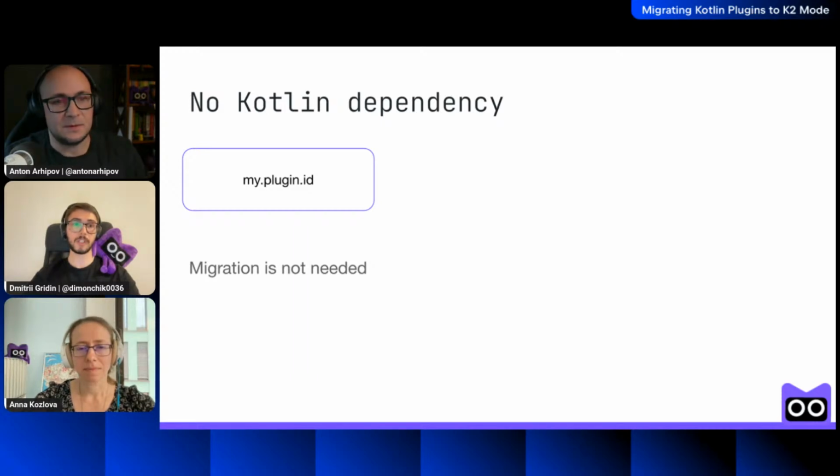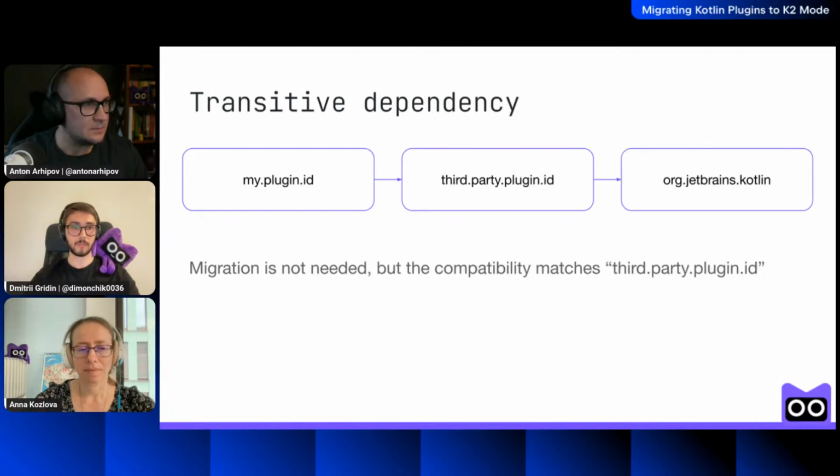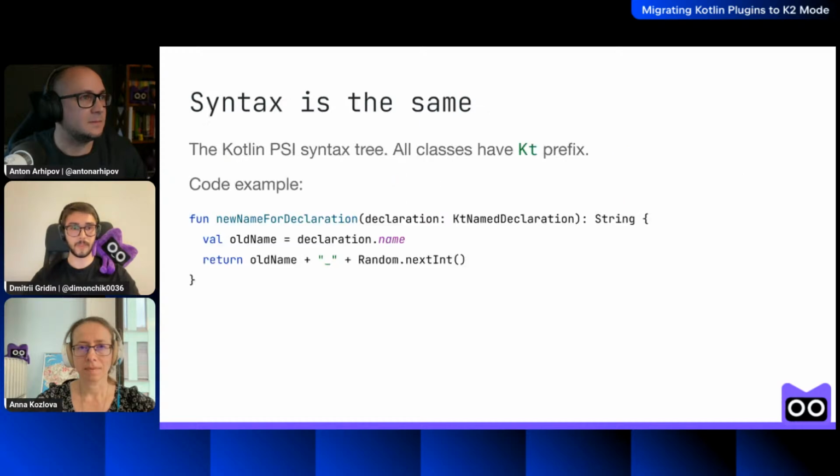Option one is your plugin does not have any Kotlin dependency, like on the Kotlin plugin. In this case, migration is not needed. Then the case with a direct dependency, when your plugin depends on the Kotlin plugin. In this case, migration may be needed. And the last option, you have a transitive dependency on the Kotlin plugin. In this case, migration for your plugin is not needed, but compatibility fully depends on your third-party plugin. If it is compatible, your plugin is compatible as well.